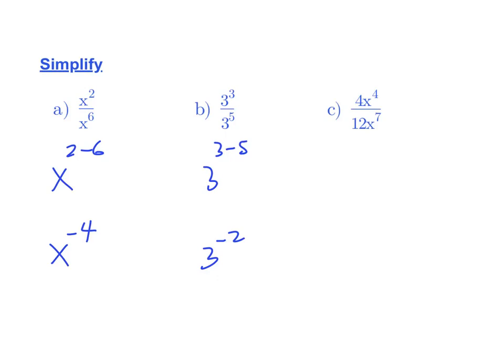Okay, and if you wanted to prove it, this is 3 times 3 times 3 over 3 times 3 times 3 times 3 times 3, right? So those cancel, and I'm left with 1 over two 3's on the bottom, and those are equal to this, and that's what the negative powers are all about.